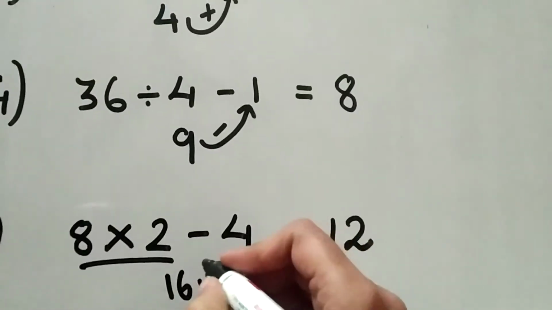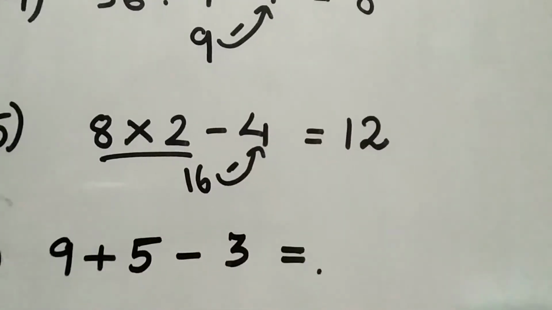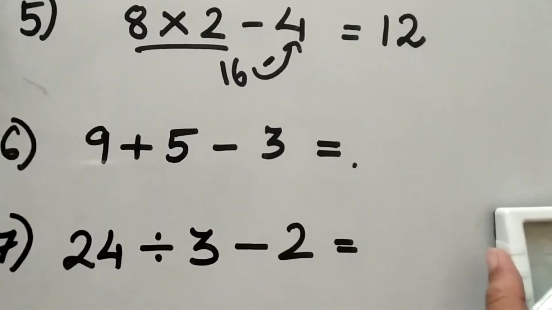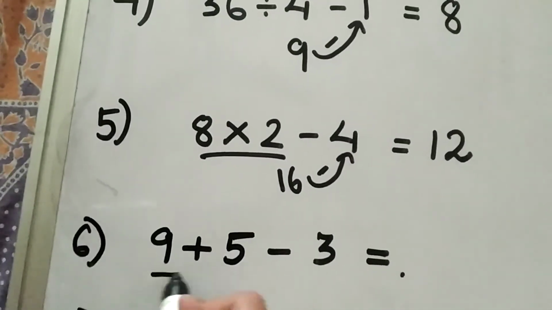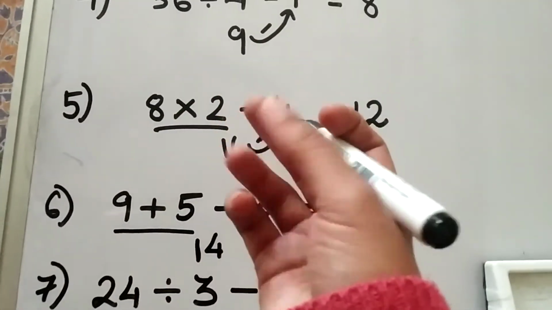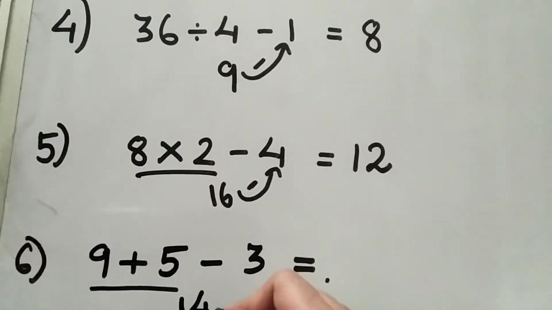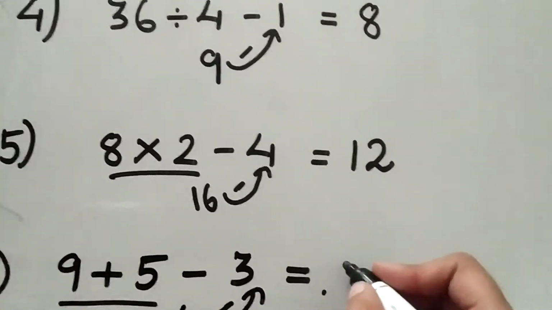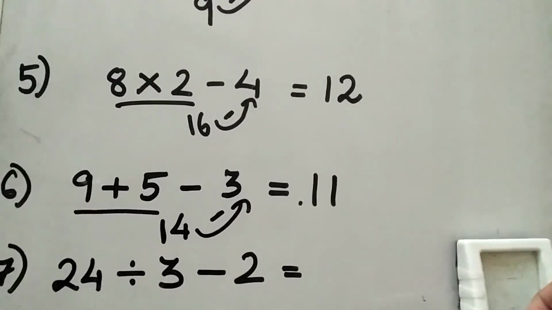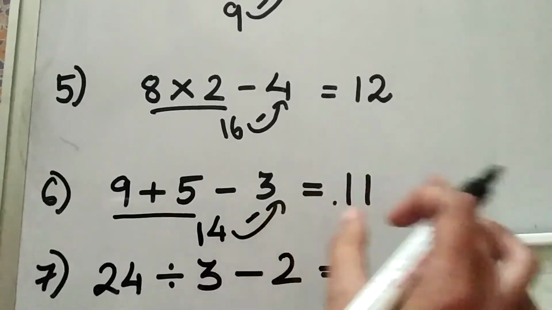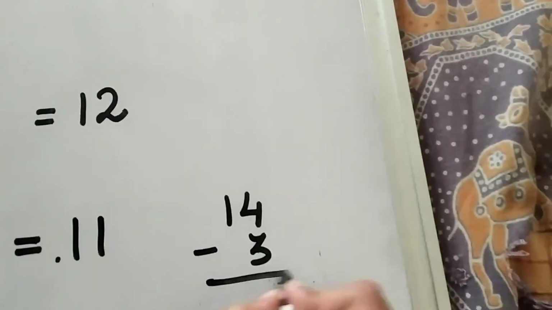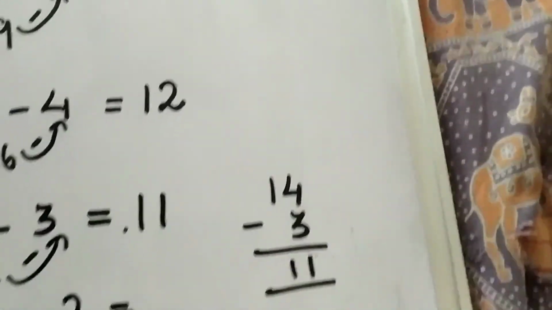Now you have to look at the symbol over here. It is minus, so you are going to do 16 minus 4. So let's come to the sixth question. What is 9 plus 5, children? 9 plus 5 is 14. 9 plus 5: 5 fingers out, 9, 10, 11, 12, 13, 14. Then 14 minus 3 is how much? It is 11. If you are not able to solve this part, you can do one thing. You can do 14 minus 3 like this. So 3, 4, your answer will be like this.